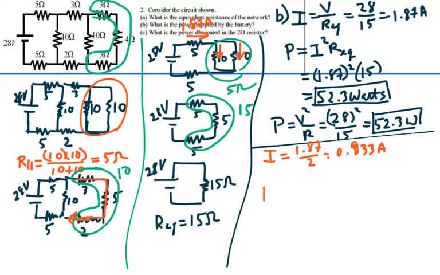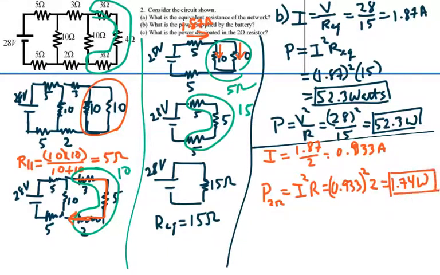So the power in the 2 ohm resistor is going to be its current squared times its resistance, which would be 0.933 amps squared times 2 ohms, and that is equal to 1.74 watts. So that is the power dissipated in the 2 ohm resistor, 1.74 watts.